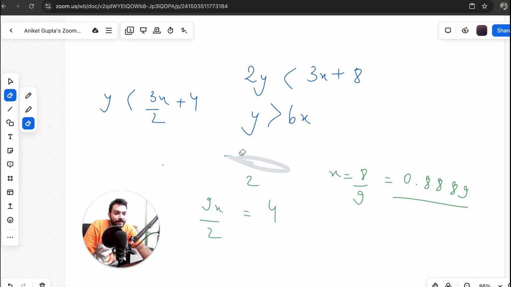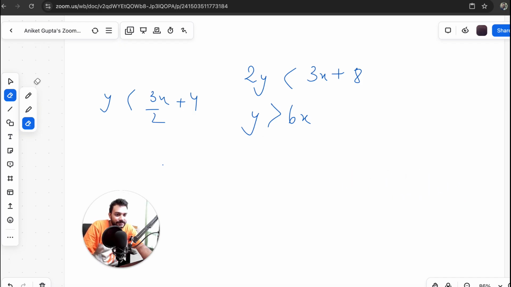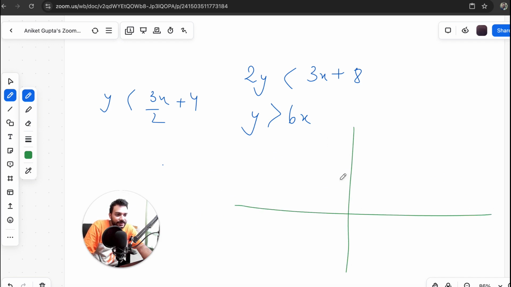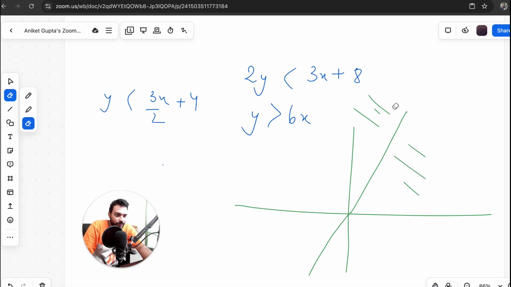Next, let's look at the curves. Let's look at both the curves. We'll try to sketch them manually and see what we get. Okay, so first curve, y is greater than 6x. So y is equal to 6x, this would be a line, a pretty steep line passing through the origin. Okay, and y is greater than this. So which region would it be? This one or this one? For that, here's a trick.